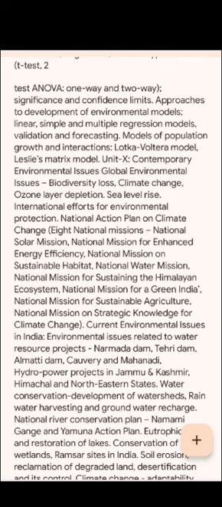Global environmental issues, biodiversity loss, climate change, ozone layer depletion. Sea level rise. International efforts for environmental protection.